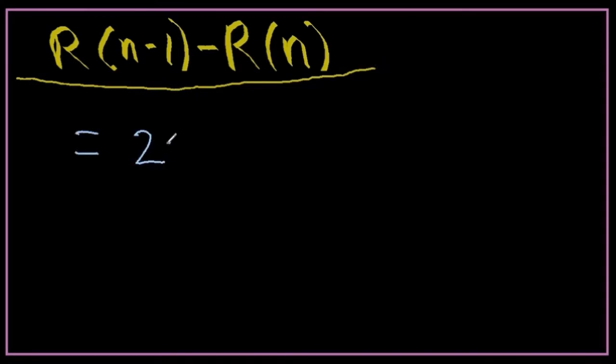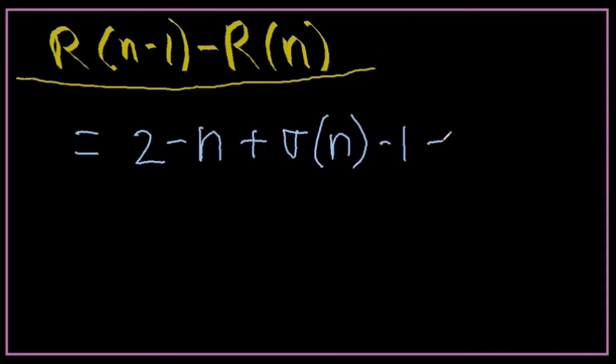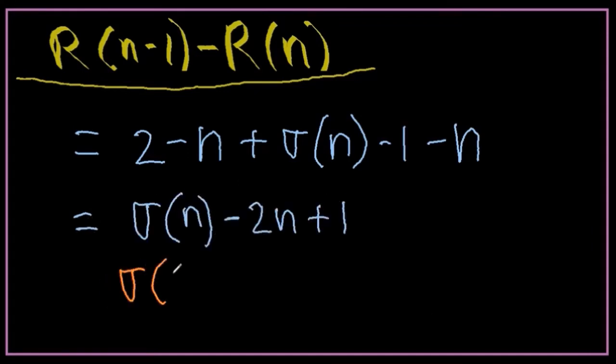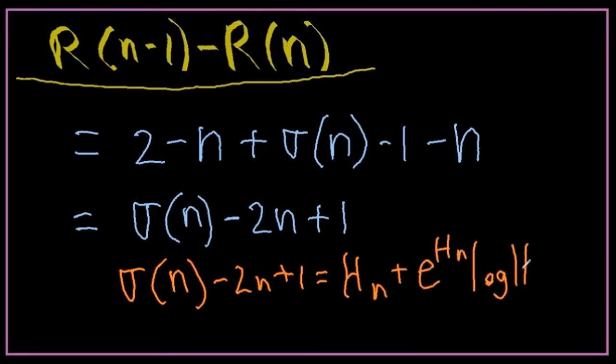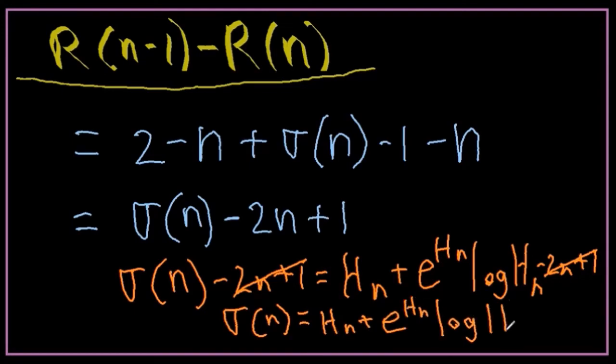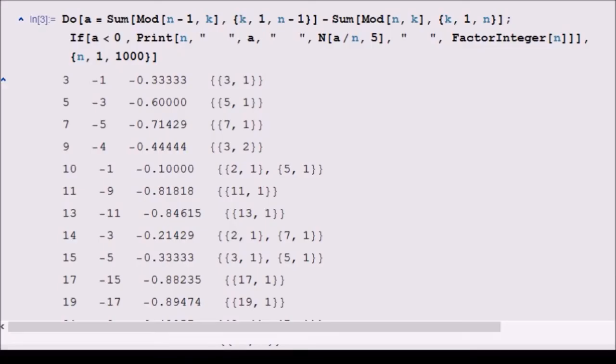So we can add n plus 1 to the aliquot sum to recover sigma n proper, and we get sigma n minus 2n plus 1, and if we substitute that back, then we recover the original Lagarias criterion. So indeed, it is a circular argument, but we can know some things, for example, when n is prime, then r of n minus 1 minus r of n has to be a negative number.